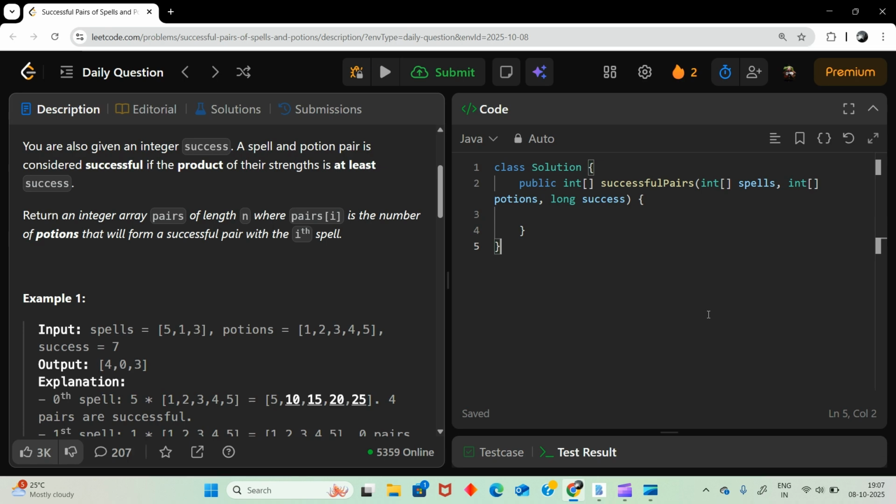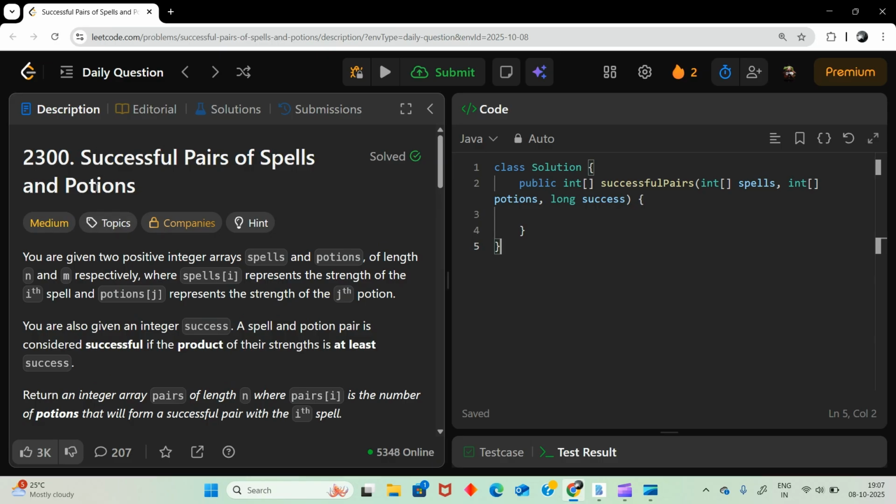Hello everyone, let's start solving today's daily challenge question. The question is Successful Pairs of Spells and Potions.